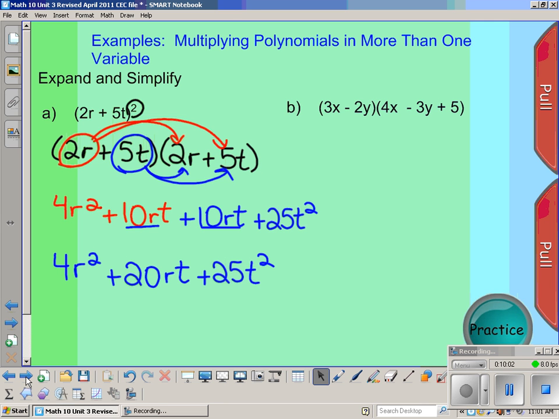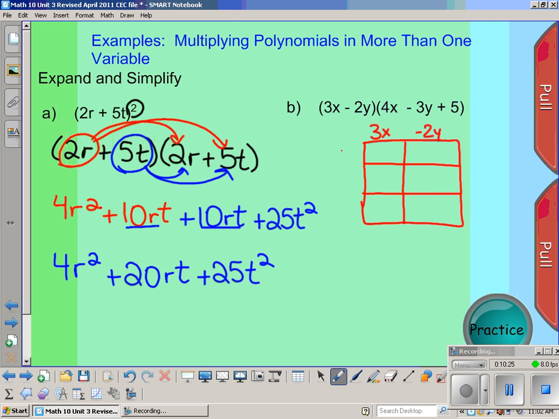It's a binomial multiplied by a trinomial. You can use the distributive property or you can use the rectangle diagram. Since we have not done any rectangle diagrams with a binomial times a trinomial, that is what I will use. So I'm going to put my binomial along the top, and I'll put my trinomial down the side. And it really doesn't matter which way you do that.